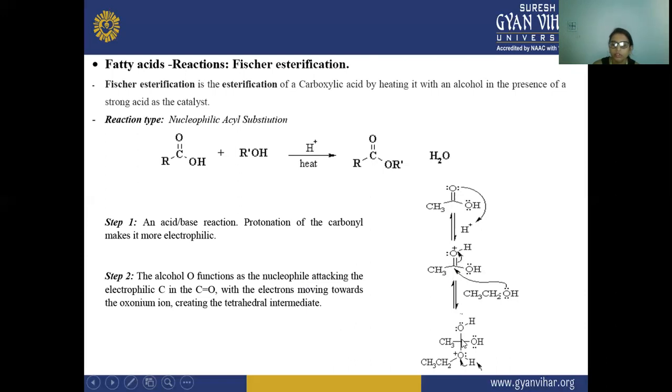So here the electrons are moved. See, the electrons are moved towards this oxenium ion. This is your oxenium ion. So here the electron moves through this oxenium ion and there is a formation of a tetrahedral intermediate. So this tetrahedral intermediate is formed here.